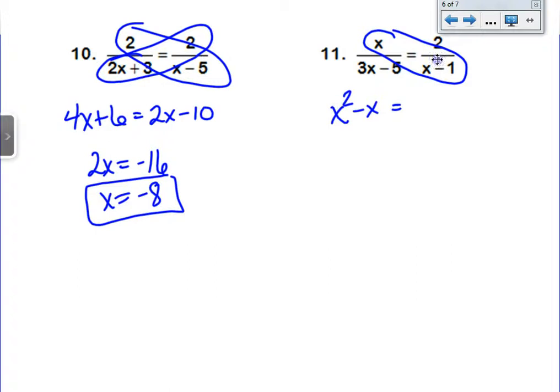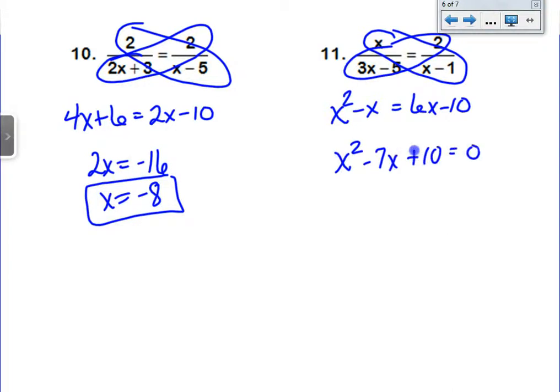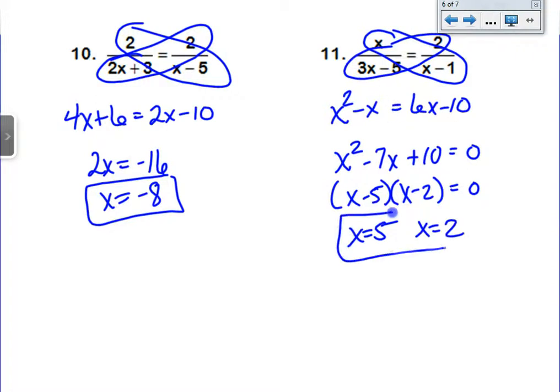So x squared minus x equals, and then 2 times this would be 6x minus 10. So we have x squared minus 7x plus 10. How about x minus 5 and x minus 2? So my two solutions are x equals 5 and x equals 2, and if I look back at my original denominators, nothing is going to come out to 0 if I were to plug those in. So we're good.